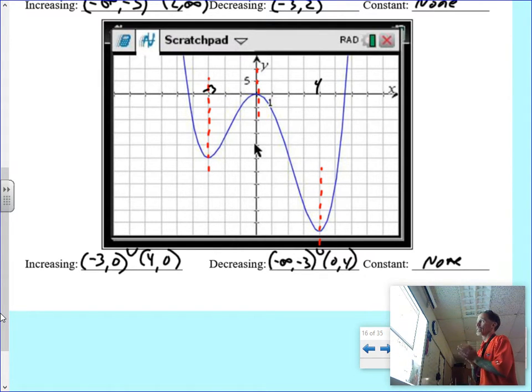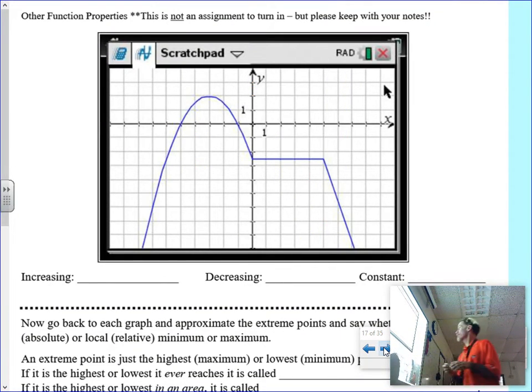Okay. X values, interval notation, left to right. That's all you have to remember. Okay. One more example. So if you want, pause the video real quick, so here's your last picture. Go ahead and pause the video for just a few seconds. Jot down on a scratch piece of paper where it's increasing, decreasing, and if there are any constant intervals on there.